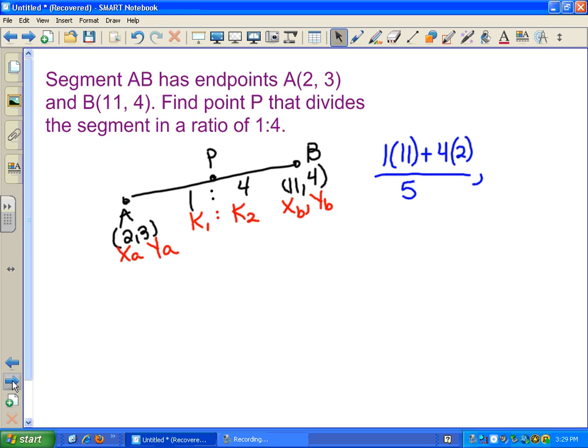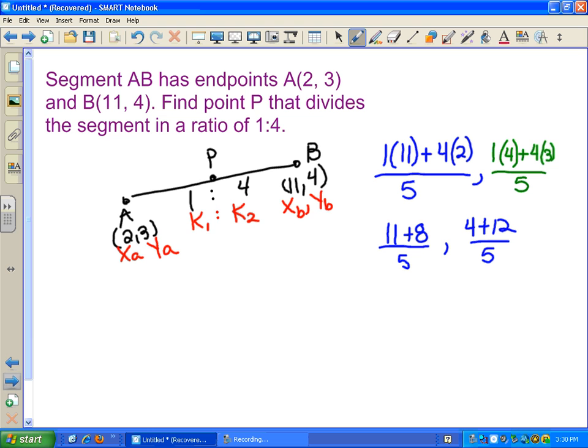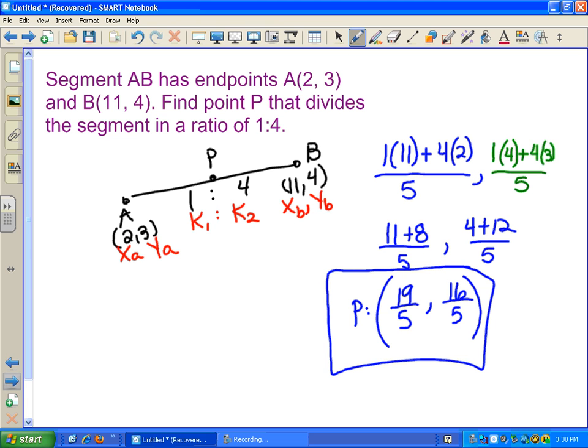Now to find the y component, I take my k1, which is 1, times my y sub B value, which is 4, plus my k2 value, which is 4, times my y sub A value, which is 3, all over 5. So to simplify, I will end up with 11 plus 8 divided by 5, and then 4 plus 12 divided by 5. 11 plus 8 is 19 fifths, and 4 plus 12 is 16 over 5, so there is point P. So there you have it.